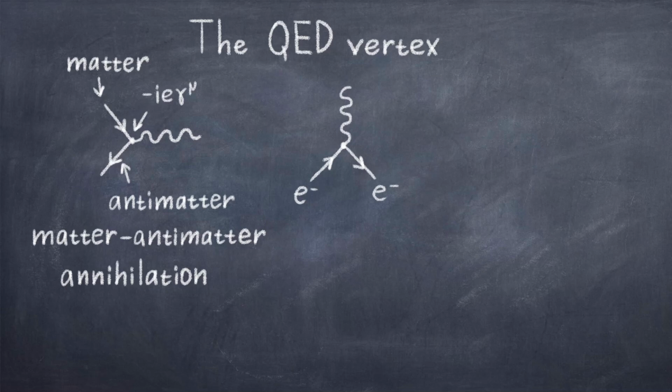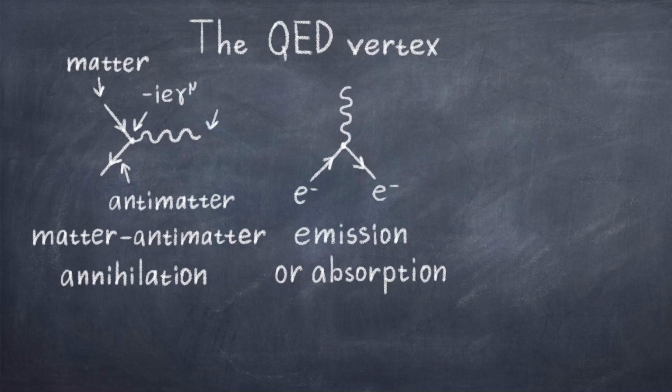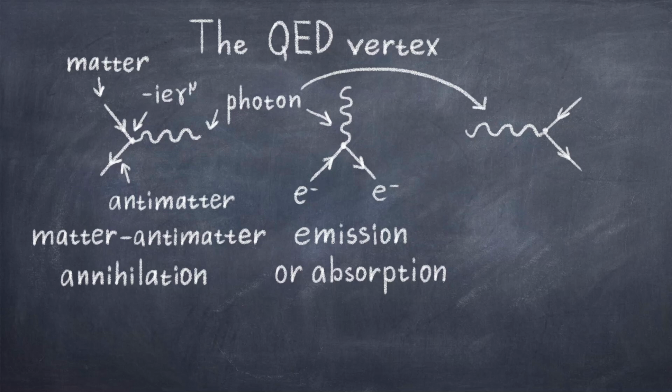The fundamental diagram can, for example, represent the annihilation of matter and antimatter into a photon. We can also turn the diagram 90 degrees, and the diagram can represent absorption or emission of a photon. This is what happens, for example, in an atom, when you excite electrons and then they can emit a photon. This is also how lasers work.